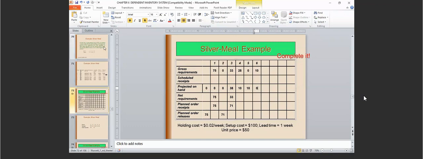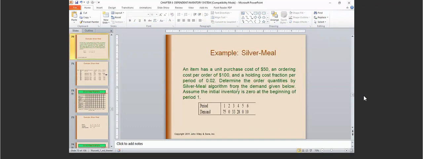Okay, we have information here about our planning for the item. So it provides here the unit price RM50, ordering cost 100, the fraction for the holding cost for each period which is 2 sen, and the lead time is not given here, so we just assume it as one period.